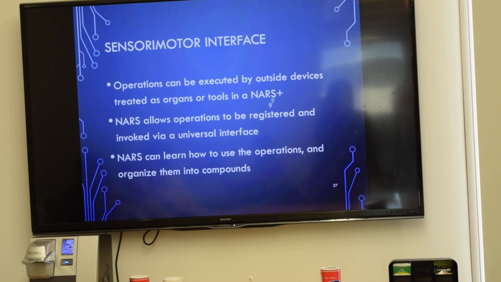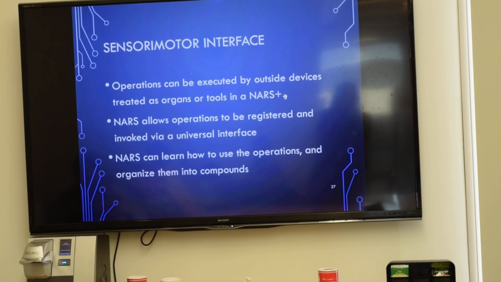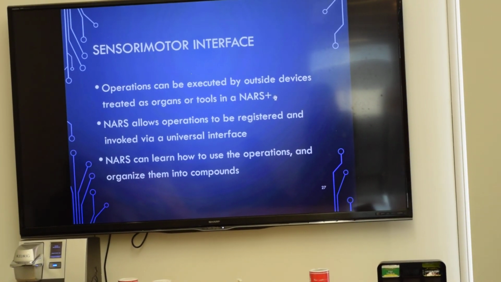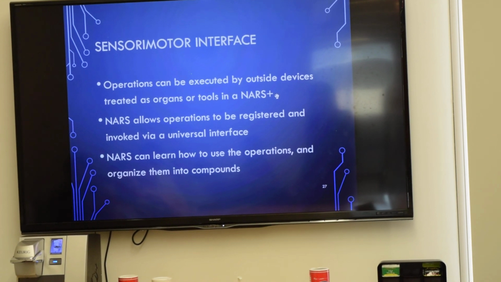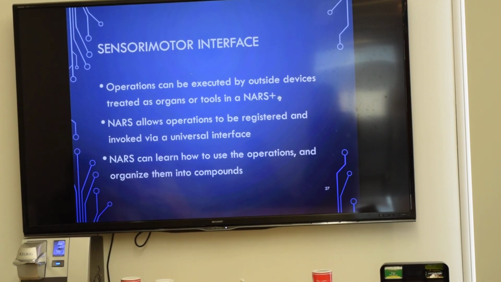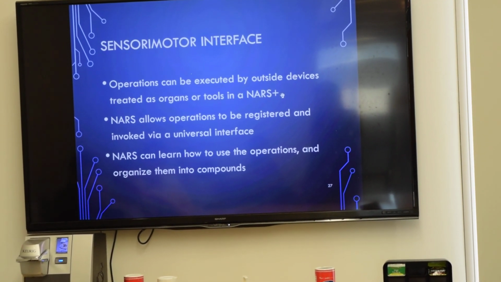So basically, we also invented a name called NARS Plus. That means NARS plus some additional plugin. If you put NARS into Pepper, that will be one form of NARS Plus. If you put NARS into Nao, that will be another type of NARS Plus. The logic remains the same, the body can be completely different.